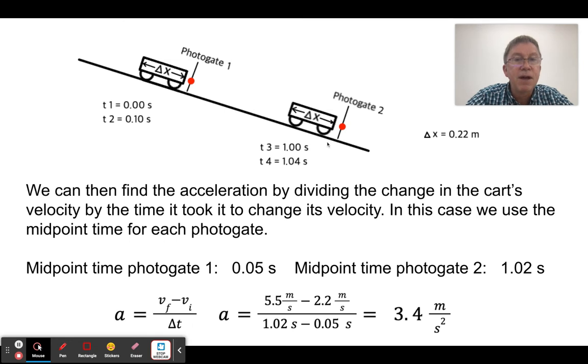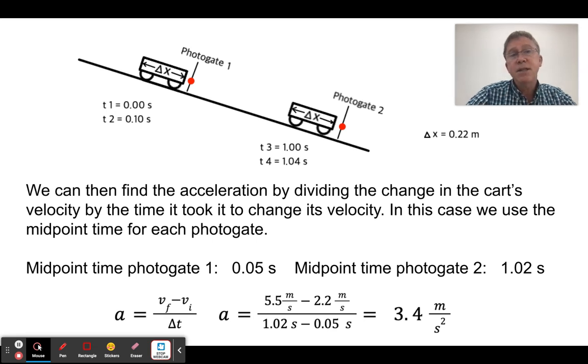So for my final time, instead of calling it this one or this one, I'm going to use the median of these two. 0.02 is my final time. My initial time is the median of these. So not this one, but halfway between 0.5. And when I do that, I get 3.4 meters per second squared.